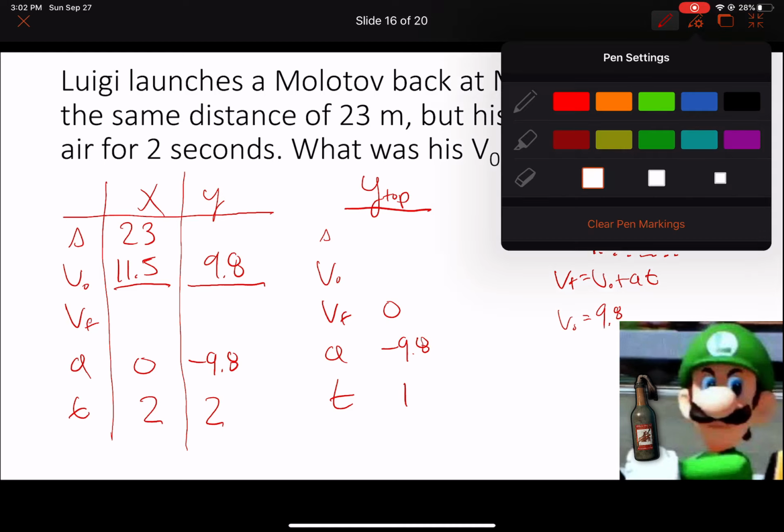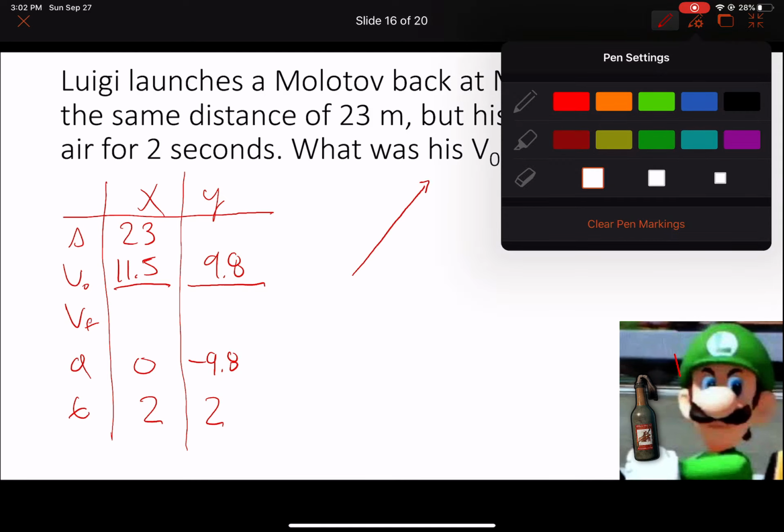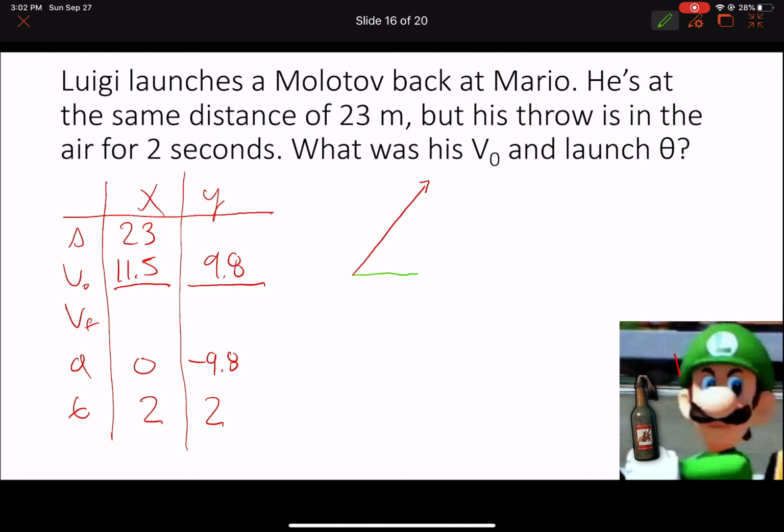Okay, we are almost there. So let me draw a picture so this makes sense. We are shooting the Molotov at an angle, and it has 2 components because it's a vector. Any velocity is a vector. It has a component in the x direction, that's 11.5, and a component in the y direction, that's 9.8.